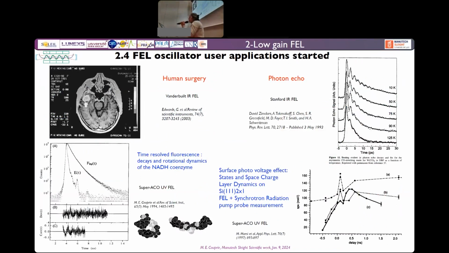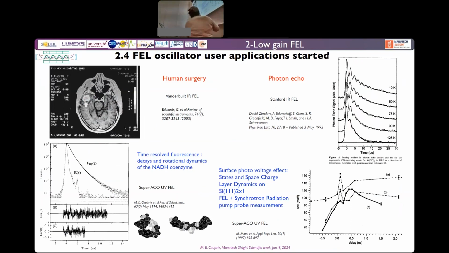In our case, on the Super-ACO FEL, we started first with time-resolved fluorescence. So at that time, there was not yet the titanium sapphire laser, so it was very convenient to use an FEL for this, to look at the coenzyme, and we could deduce the different conformational states. And then we started with pump-probe two-color experiments.